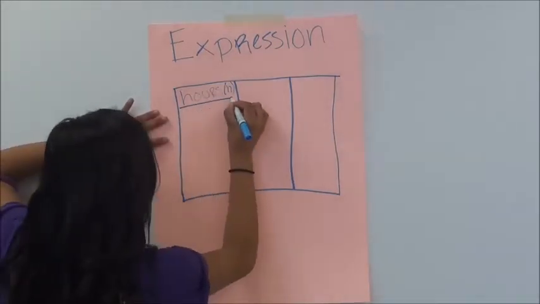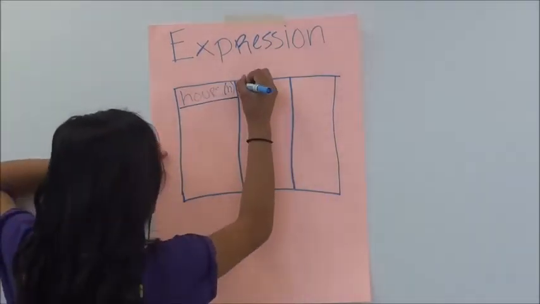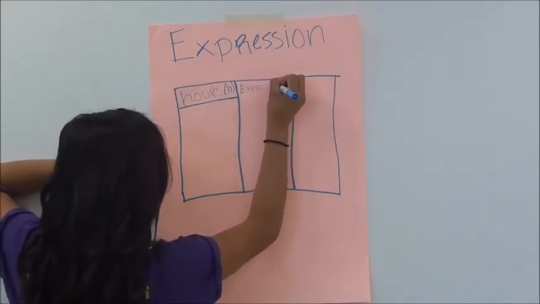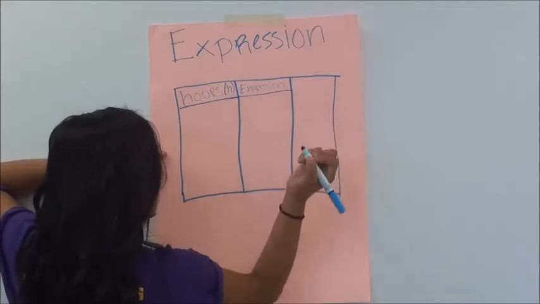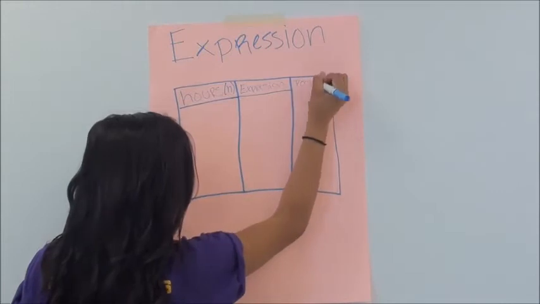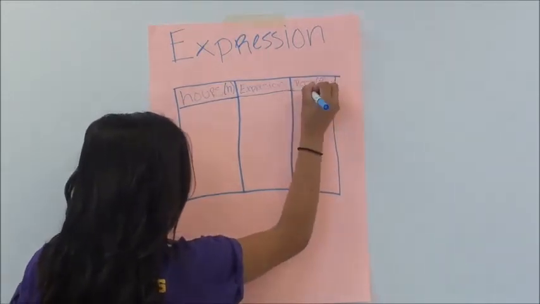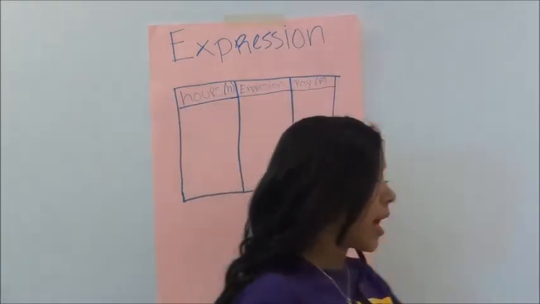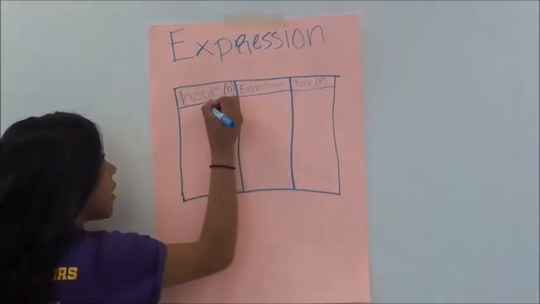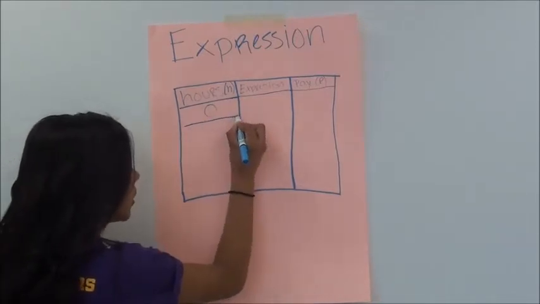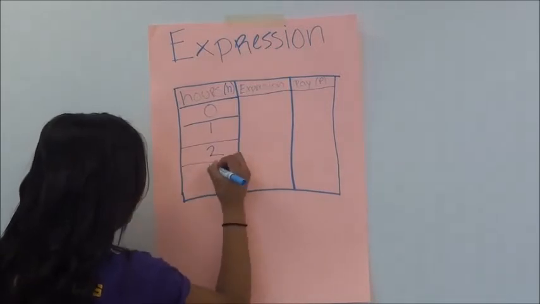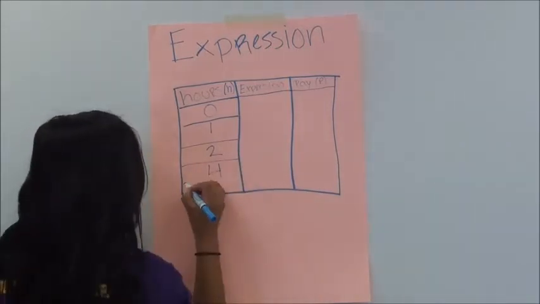Okay? Now, our expression goes right here. And our pay goes right here, and that would be our P. Now, we have a certain amount of hours that she's going to start working. So, let's say she works for 0 hours. Let's just list our hours for now. And then 1 hour, 2 hours, and then 4 hours. We're skipping the 3. Okay?